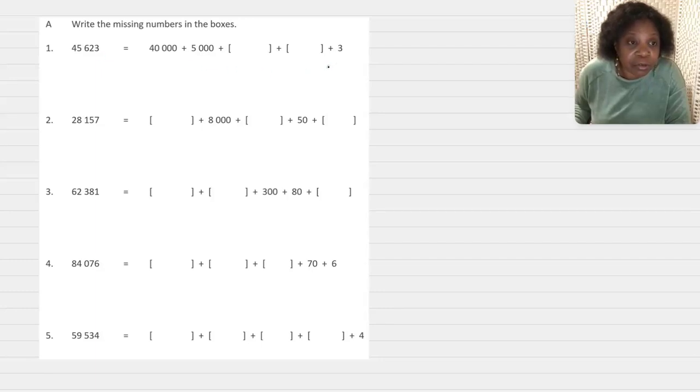Now we're going to go through all the questions we have. We have something similar to do for all the other questions, from question 2 all the way to question 5. Question 2, we have the number 28,157. Question 3, we have the number 62,381. Question 4, we have the number 84,076. And then question 5, we have the number 59,534.